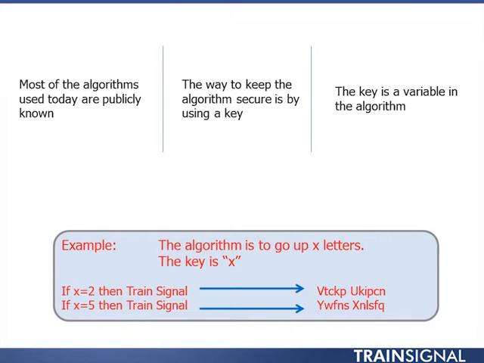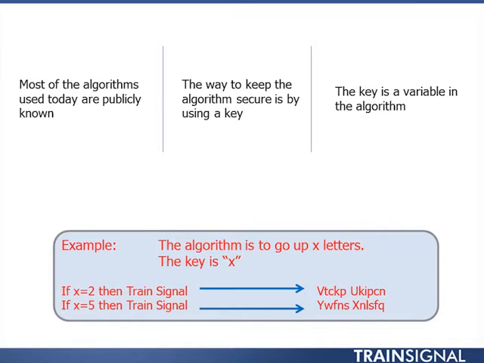Now here's the thing about the algorithms. Most of the algorithms themselves are publicly known. In other words, the formulas themselves are publicly known. So if a formula says go up 2 letters, everybody knows that's a formula that we use. The way we keep the algorithm secure is by adding the use of something called a key. And a key is then a variable in the algorithm. So the example here is that the algorithm is not go up 2 letters. The algorithm is go up X letters. Okay? Meaning that's a fairly well-known algorithm.